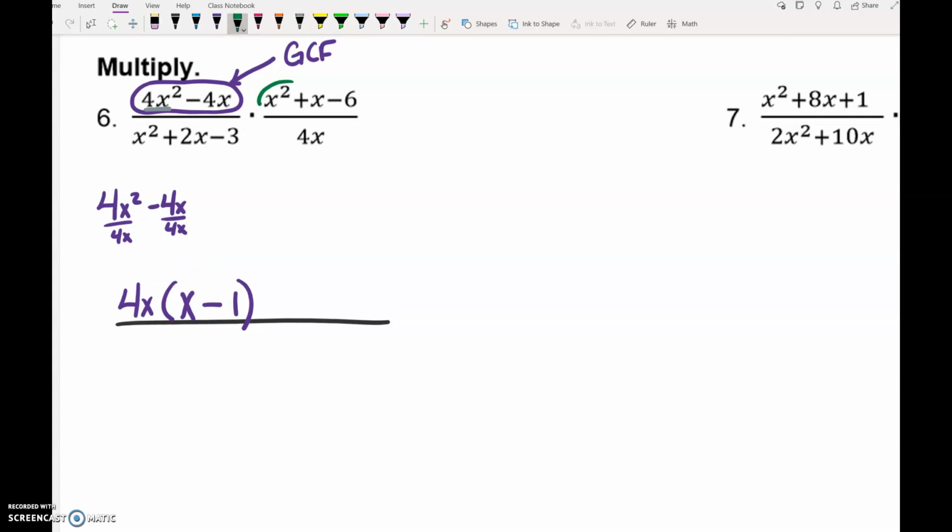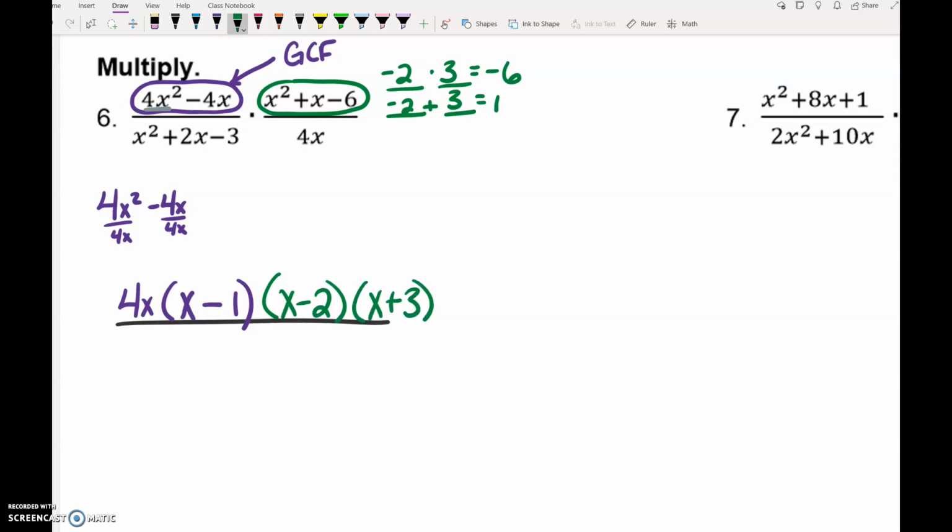Next, I'm going to factor the other numerator, which is a normal trinomial, so I'm looking for two numbers that multiply to give me negative 6 and add up to 1. That would probably be 2 and 3 with a negative 2. So x minus 2, x plus 3. Notice I didn't put two separate fraction bars. It doesn't matter which numerator it's on. They're both numerators, so I'm putting both of the factored forms in the numerator of my next step.